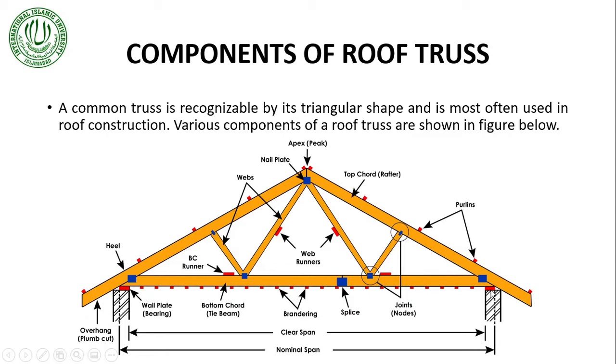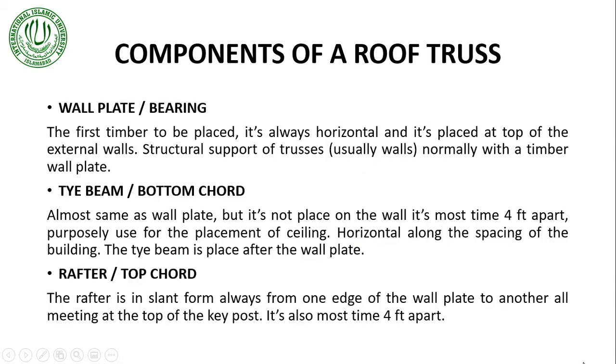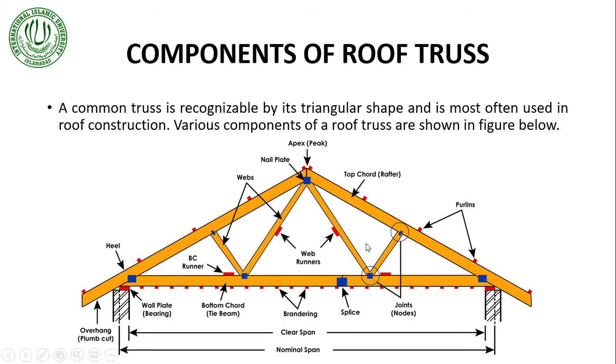After we have placed this tie beam, the next step is to place the rafter or top chord. The rafter is in slant form, always from one edge of the wall plate to another, all meeting at the top of the king post. It's also most times 4 feet apart. So these are the top chords. For one single truss, we have 2 top chords laid in an inclined position to make a triangle.